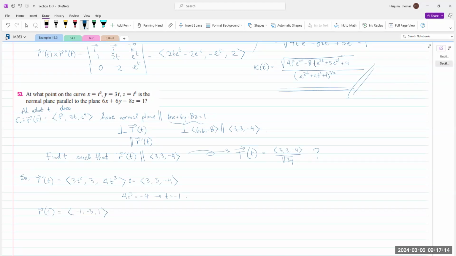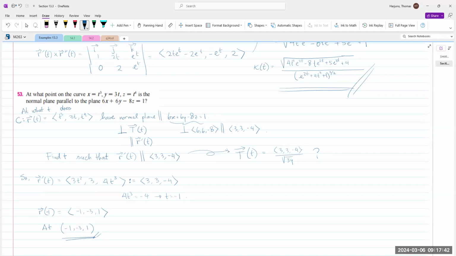So at what point? At the point, now I use coordinate, (-1, -3, 1), at this coordinate, which is when t equals to -1, will the normal plane be parallel to that plane?